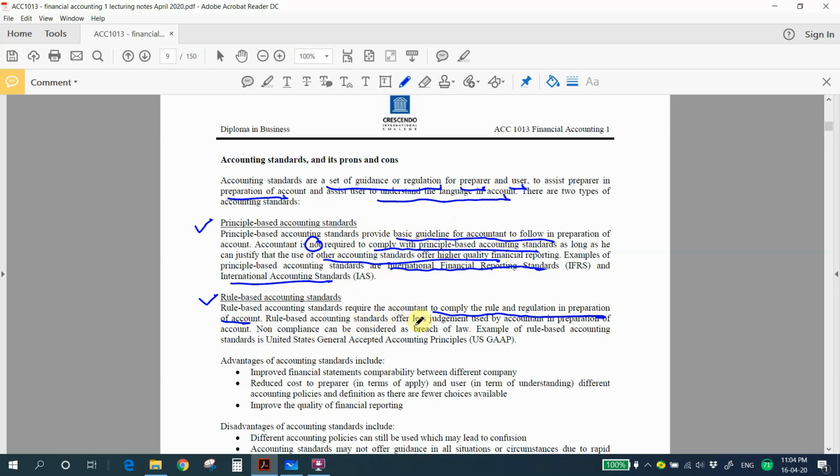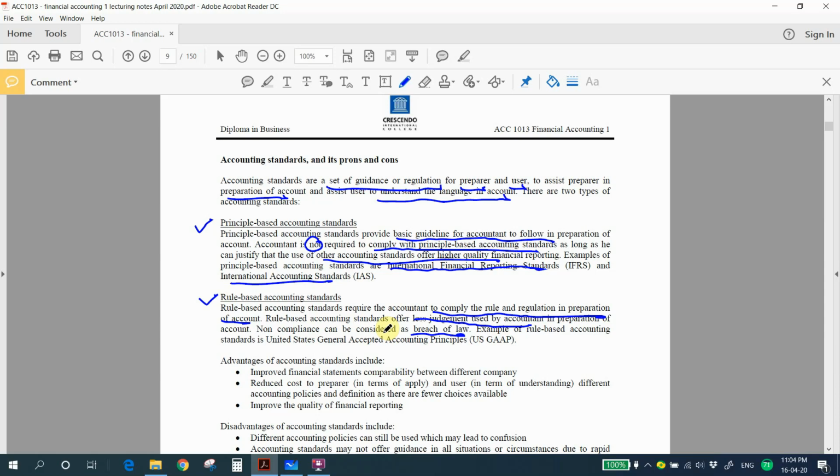Rule-based accounting standard offers less judgment used by the accountant in preparation of account. Non-compliance can be considered as breach of law. An example of rule-based accounting standard is United States Generally Accepted Accounting Principles, US GAAP. So under rule-based accounting standard, this is a law. You must follow during the preparation of account. If you do not follow, you are considered to breach the law. Of course, when you breach the law, you will have a penalty or even go to jail.